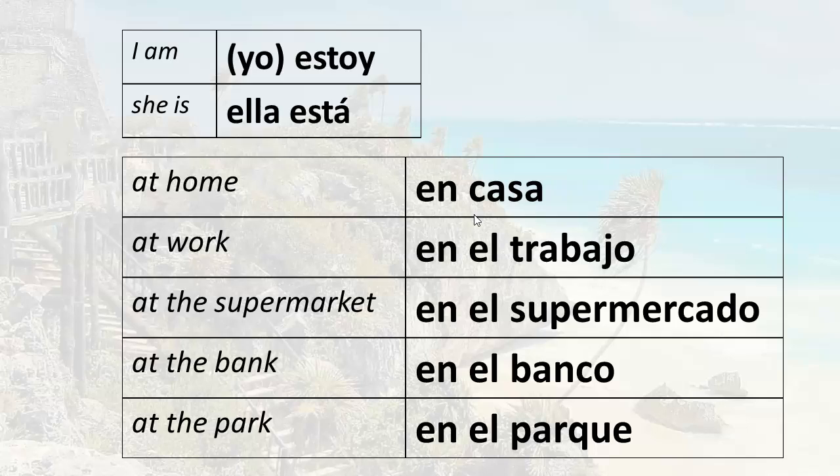She's at work. Ella está en el trabajo. She's at the supermarket. Ella está en el supermercado. She's at the bank. Ella está en el banco. She's at the park. Ella está en el parque.